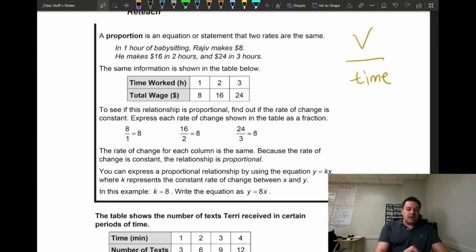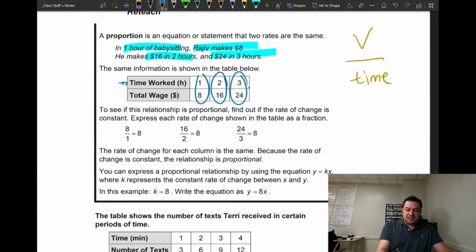Now, it says in 1 hour of babysitting, he makes $8. Now he makes $16 in 2 hours, and $24 in 3 hours. So as you can see, we have a table. Over here, we have the time worked, and we have the total wage. Wage is another word for the amount of money he makes, okay? So 1 hour, he makes $8. For 2 hours, he makes $16. And for 3 hours, he makes $24.